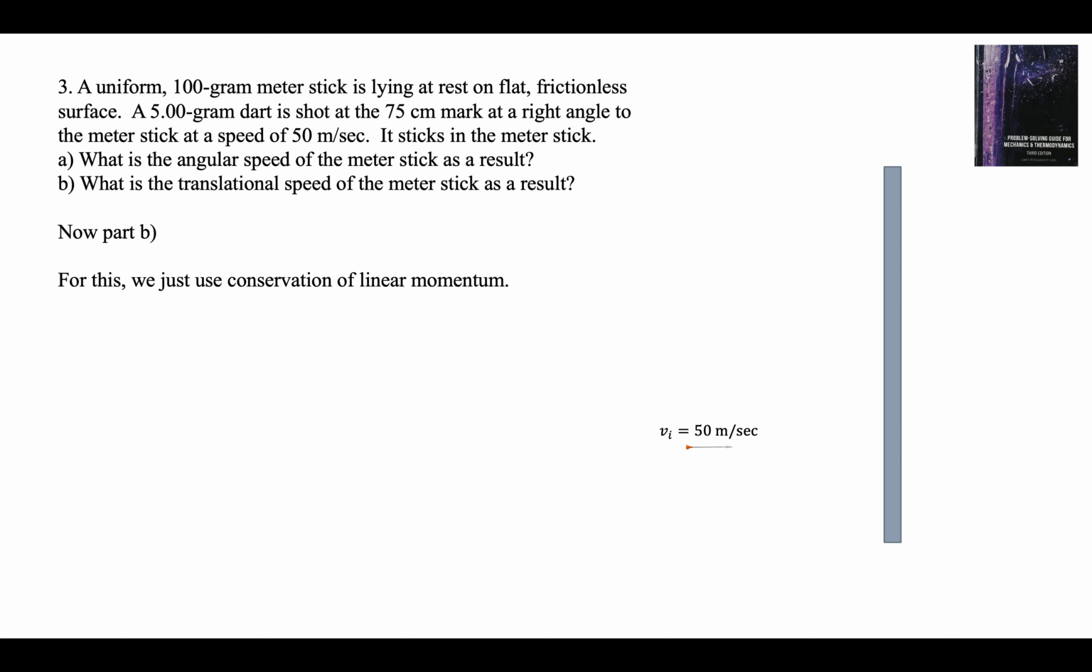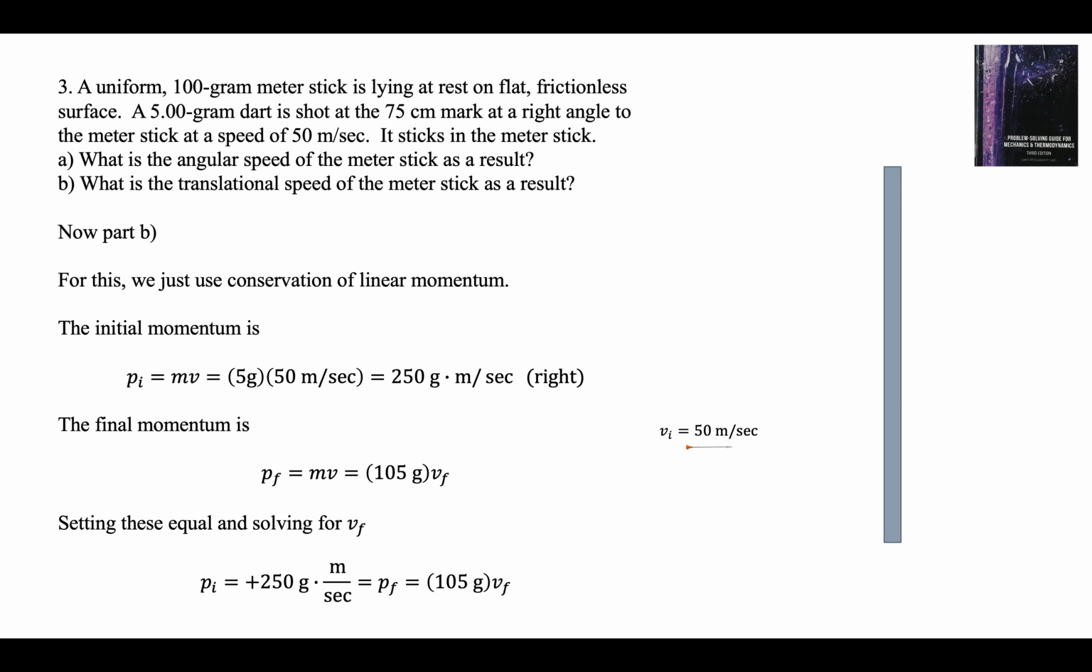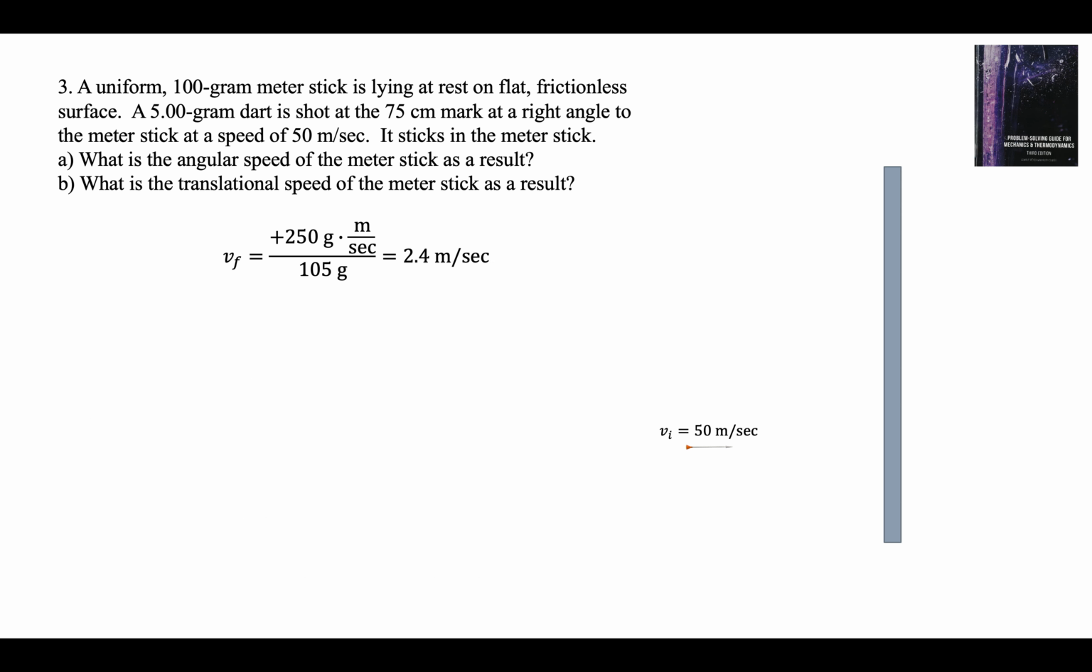Now part B. For this, we use conservation of linear momentum. The initial momentum is only of the dart, and that's mv. Mass is 5 grams, speed 50 meters per second. We get 25 gram meters per second, and this is a vector, so it's to the right. You don't have to pay too much attention to the vectors because we know the meter stick is going to be going to the right after the collision. The final momentum is mv, but here we have 105 grams times v final, because now the meter stick of 100 grams has a 5-gram dart stuck in it. So setting these equal, solving for v final, we get 2.4 meters per second.